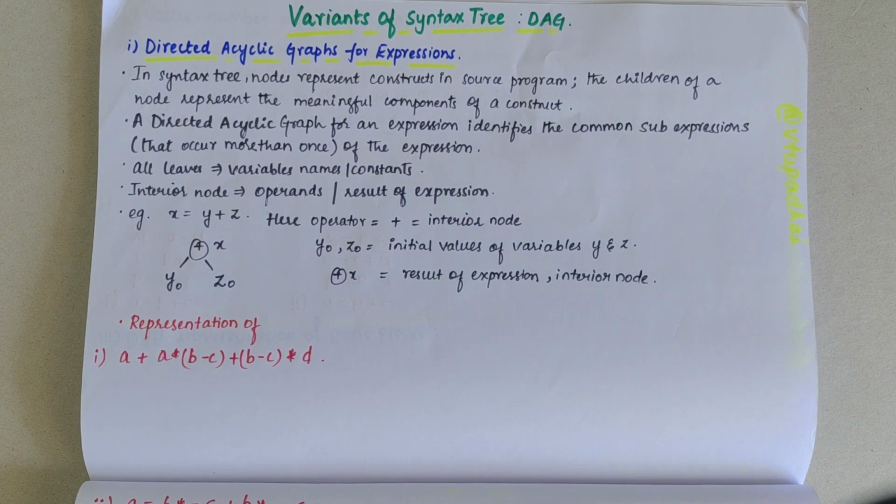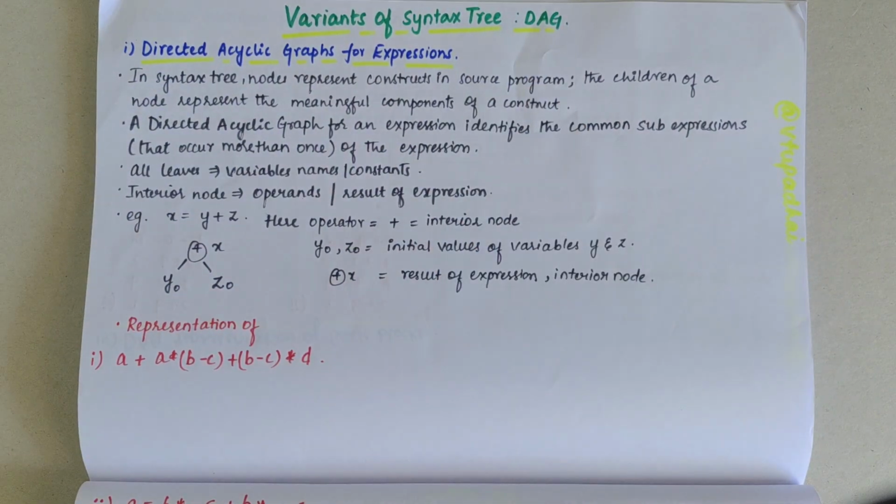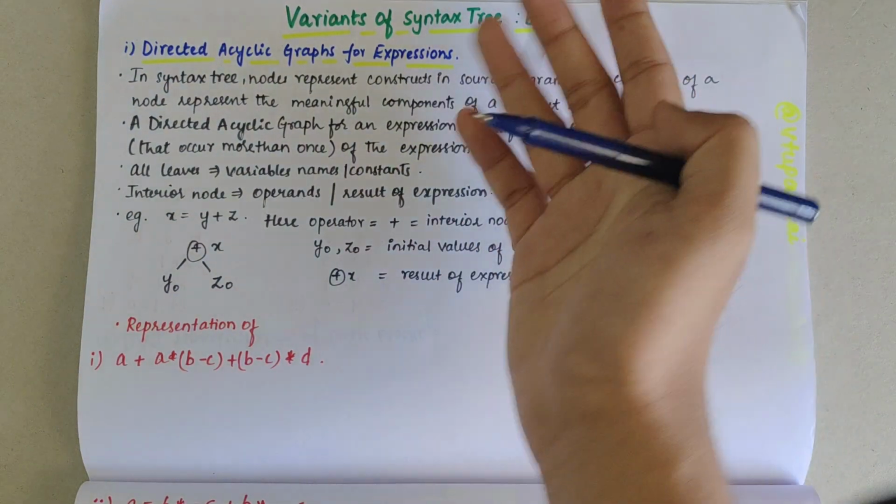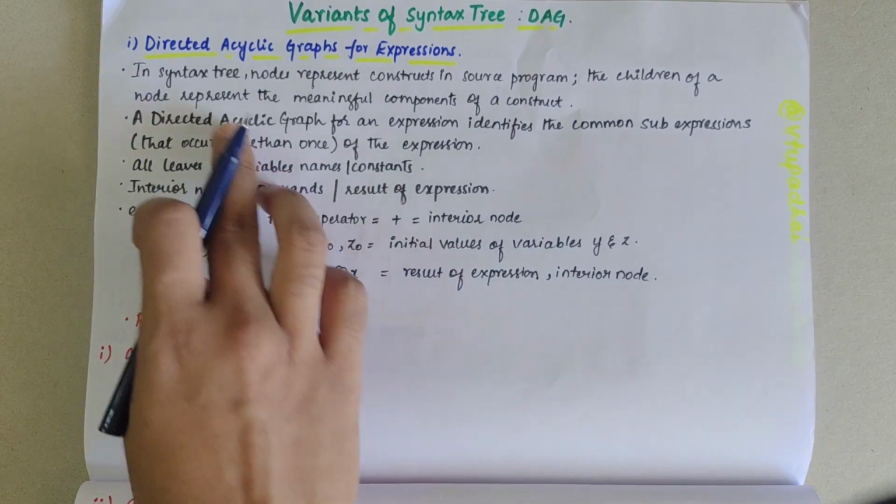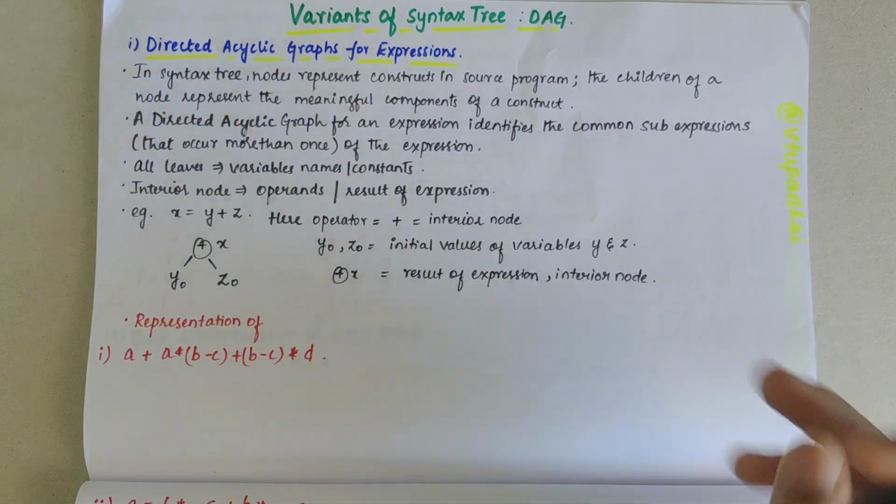In this video, we'll be looking into variants of syntax tree. So firstly, we'll look into the DAG, Directed Acyclic Graph. Under that, we have three subdivisions. The first one is Directed Acyclic Graph for expressions.